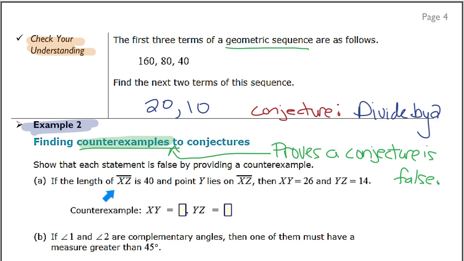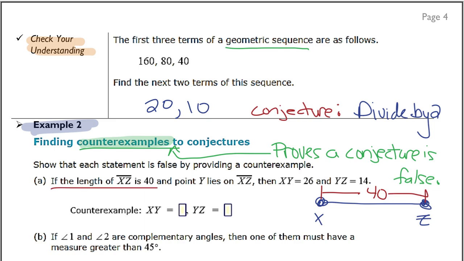Now, if the length of XZ is 40, so let's just quick draw XZ. So I'm going to draw from X all the way to Z right here, put a couple dots. This is X and Z right there. So we know this length from here to here is going to be 40. So we're given that. We know that the length is 40. We also know that point Y lies on that. So put it right there somewhere.